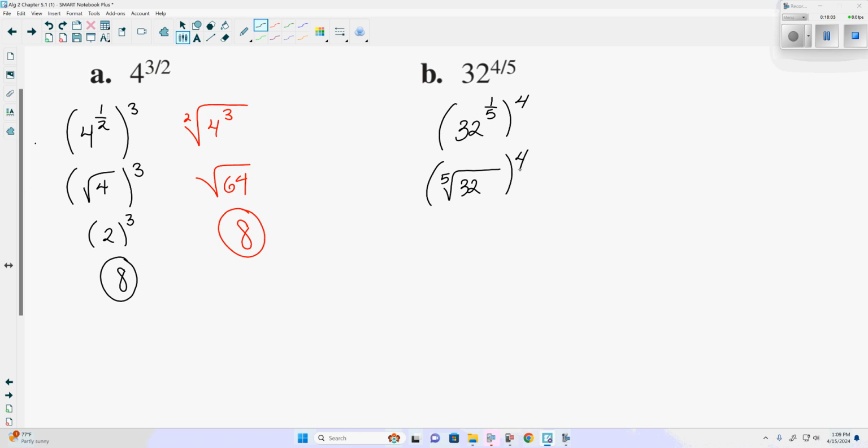And we could do it like the previous one and take the 5th root of 32 to the 4th power, but we'd also have to figure out what 32 to the 4th power is. That's probably going to be a really big number. But if we take the 5th root of 32 first, what do we think times itself 5 times is 32? Take a guess. Well, there is something.